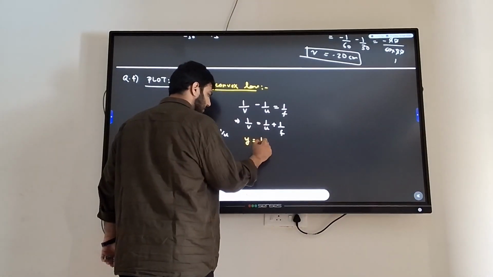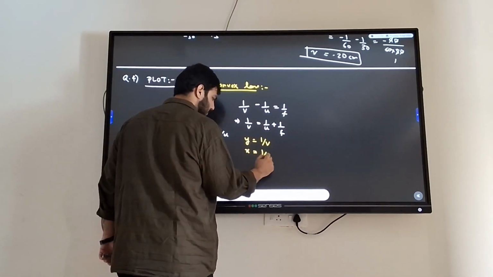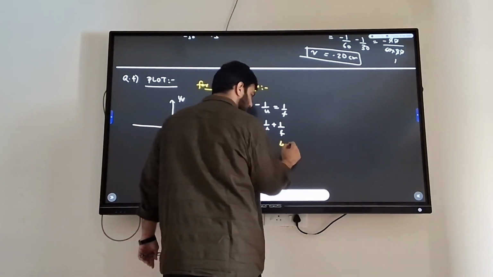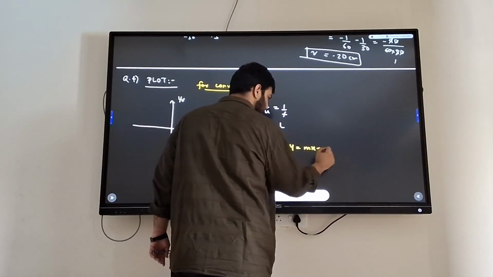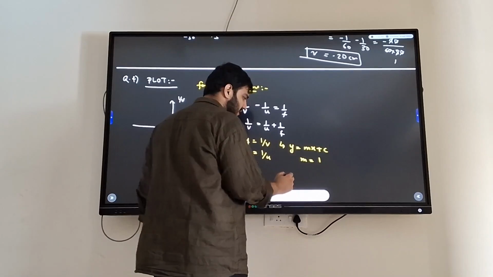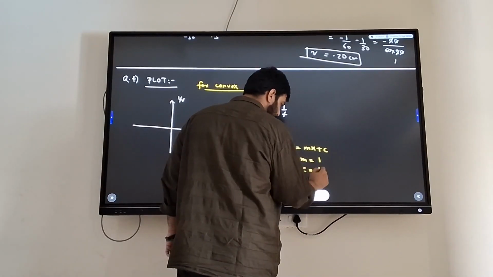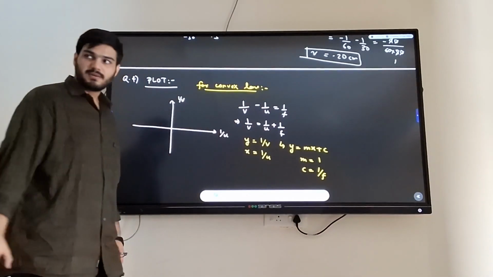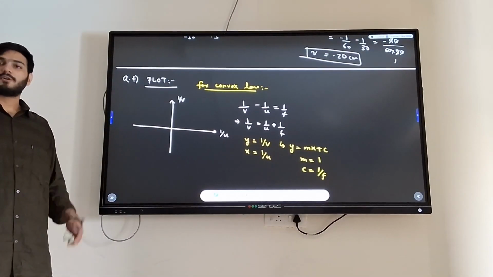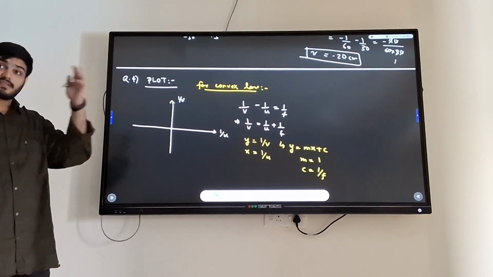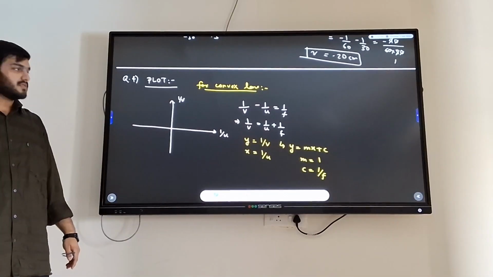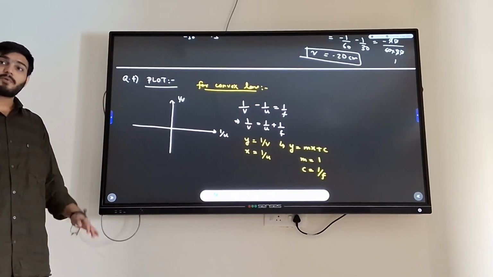y is 1 by v, x is 1 by u. Then what kind of equation does it look like? y equal to mx plus c. So what is the slope? That's plus 1. What about the c? That's 1 by f. Will this c be negative or positive? Positive. Why positive? It's a convex lens. For a convex lens, f is positive. So you will have a straight line with a positive slope.